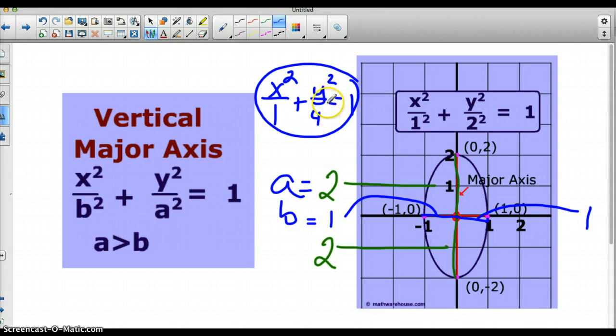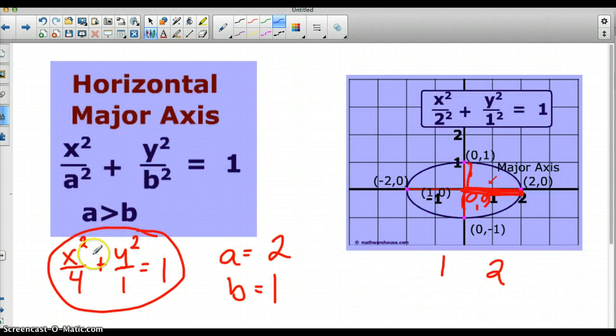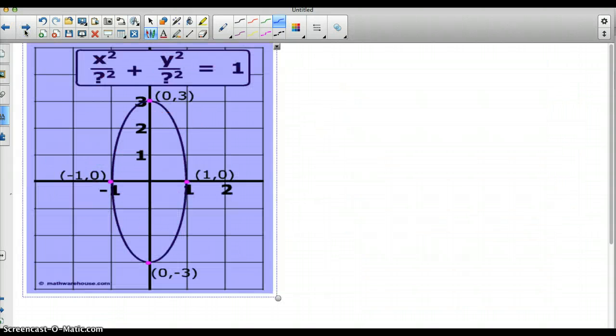You'll notice that the larger number that goes along with the major axis is under the y, because in this situation our major axis is a vertical axis. If you look at the previous example, you'll notice that the larger number is under the x, and that's because it matches with the x-axis. It's more stretched out along the x-axis. So let's try a couple.